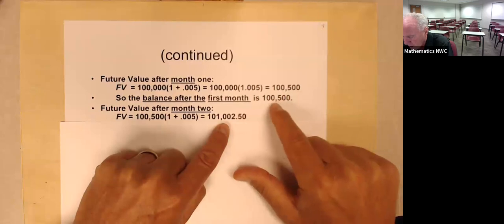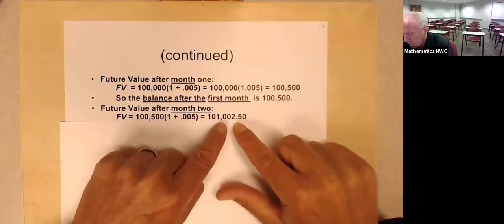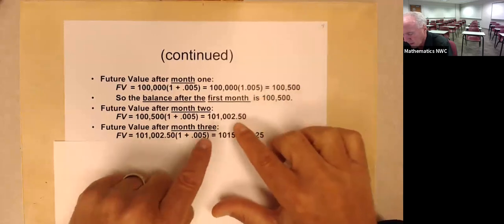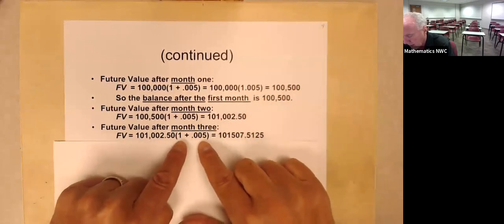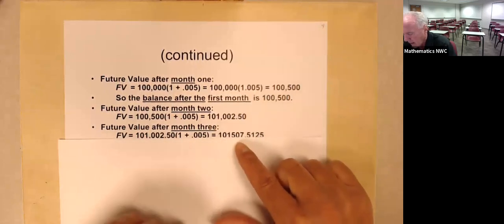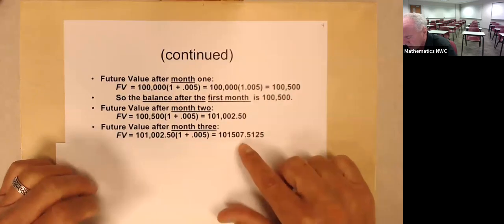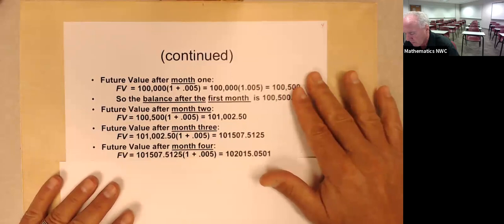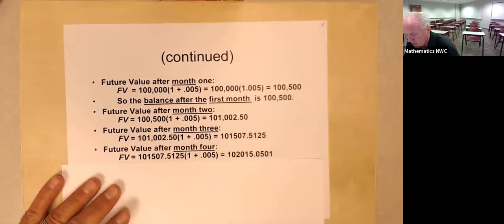This time the difference from here to here is $502.50. So this becomes my balance now for the third month. Notice that number goes right in here. Take it times the same periodic interest. And now I have 101,507. And again, I kept the decimal going. Month 4, I would have taken this in there, taken it times the interest.